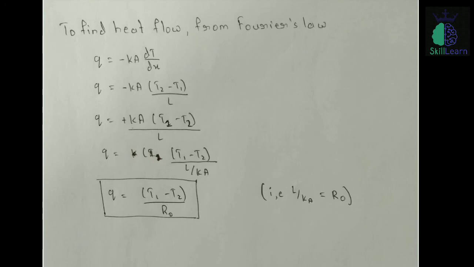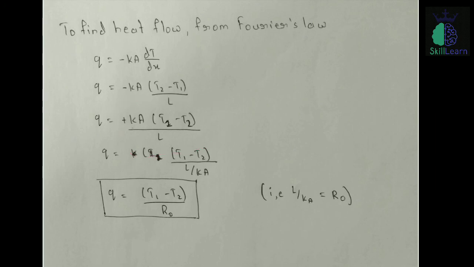To find the heat flow from Fourier's law, we know that Q is equal to minus k into A dT by dx, which is the basic formula for Fourier's law of heat conduction. dT by dx is nothing but the difference in temperature divided by the length, so dx is nothing but L, the thickness of the wall, and dT is T2 minus T1. So it is written as T2 minus T1 divided by L. When we interchange the places of T2 and T1, we get minus T1 plus T2, and multiplying minus into minus gives plus, so the equation becomes kA into T1 minus T2 divided by L.